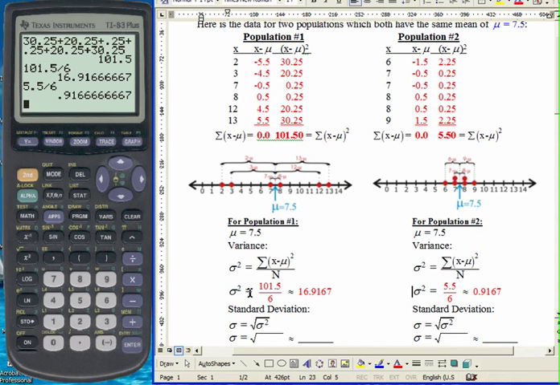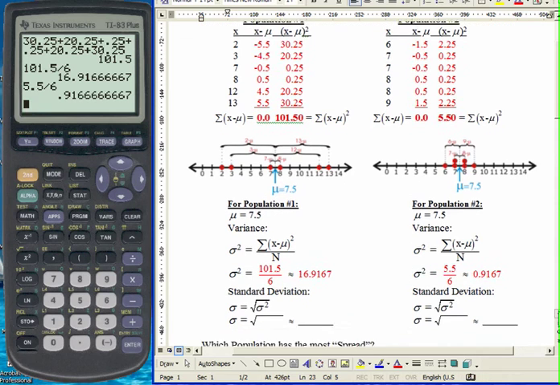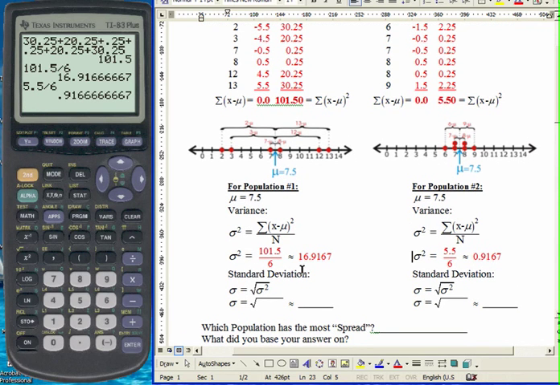Well, wouldn't it be nice to have a measure of spread that's in the same units as what you were actually measuring in? Sure it would! And that's what we're going to do next here. All we're going to do is take the square root of the variance, and that'll give us what we call the standard deviation. So notice the symbol sigma. It's the Greek letter for S. S as in standard deviation. And sigma squared is your variance.